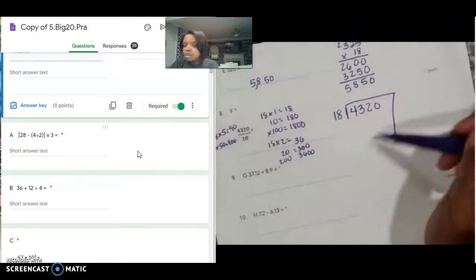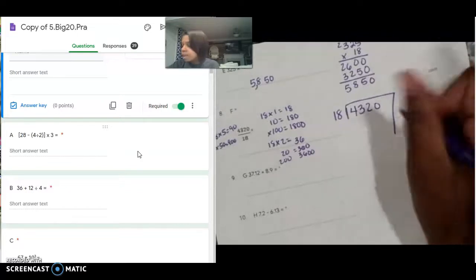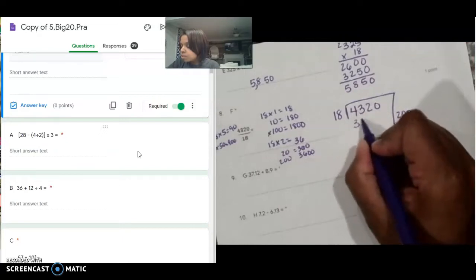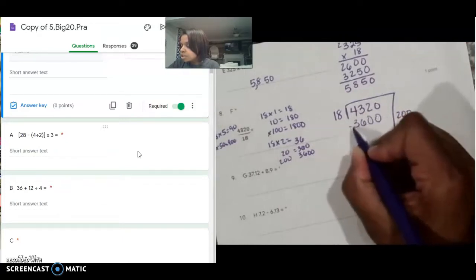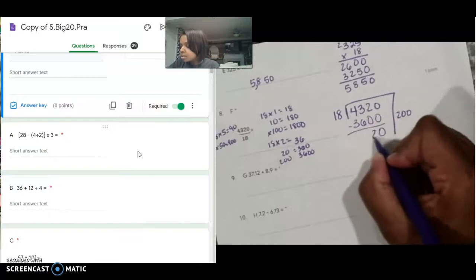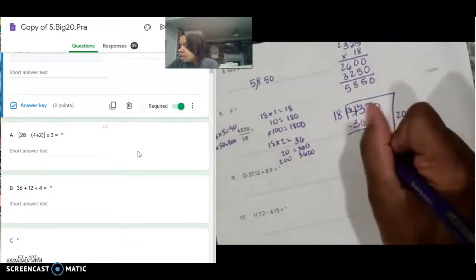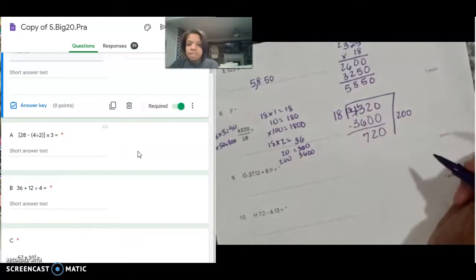So I'm looking for the largest number that I can divide by, and that would be 200. Because 18 times 200 gives me 3,600. So now I subtract. That's a 3. And then 7. So that leaves me with 720.